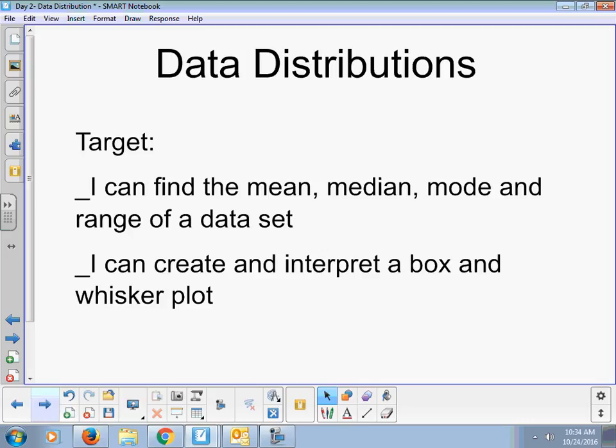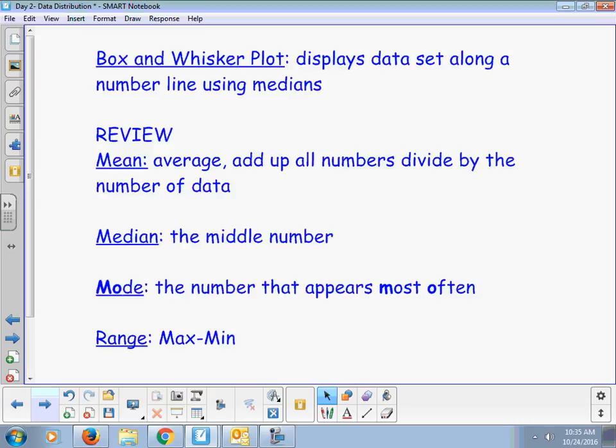So our heading for today's notes is data distributions. Our target is: I can find the mean, median, mode, and range of a data set, and I can create and interpret a box and whisker plot. On the left-hand side, you have vocabulary words. Our new vocabulary word is box and whisker plot, which displays a data set along a number line using medians.